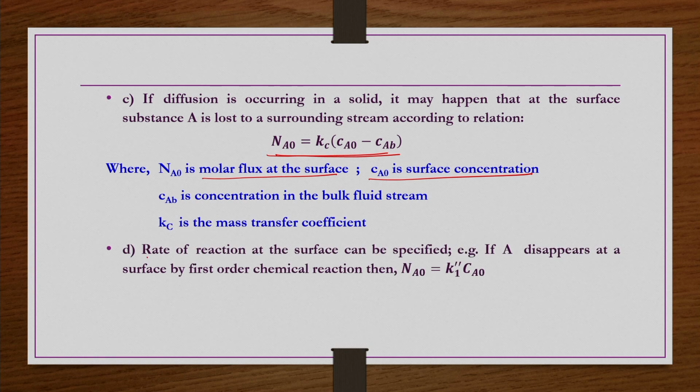Another boundary condition is that the rate of reaction at the surface can be specified. That is, if A disappears at a surface by a first order chemical reaction, then NA naught is equal to K1 double prime CA naught. This is associated with the heterogeneous reaction.